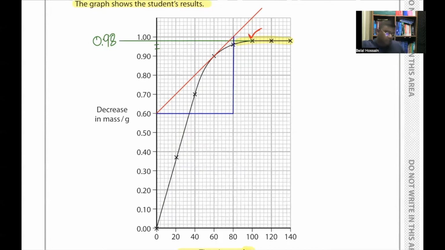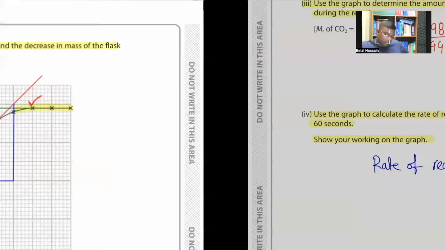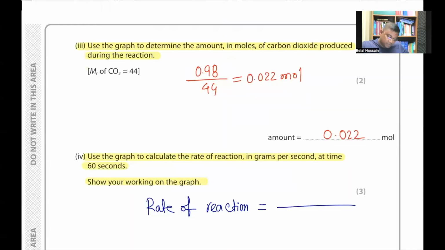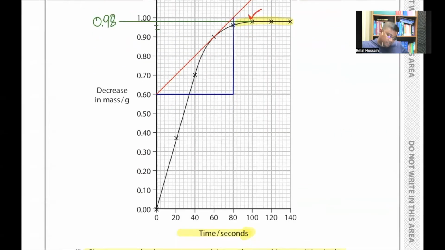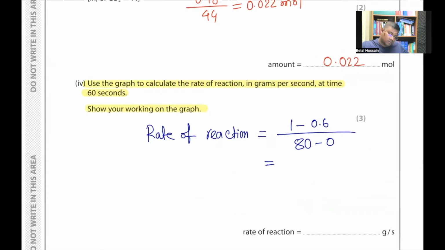To find out the gradient, we'll have to do the rise over run. Now the rate of reaction is basically the gradient of the tangent. So rate of reaction equals y2 minus y1, so 1 minus 0.6 divided by 80 minus 0. This is the gram, this is the second. So the rate comes to 0.005 grams per second.